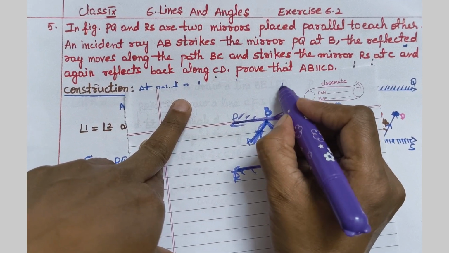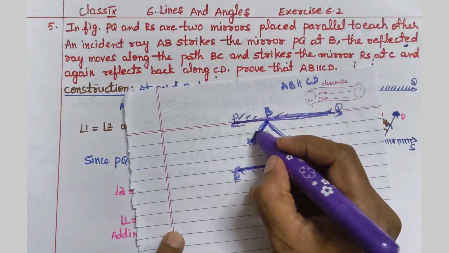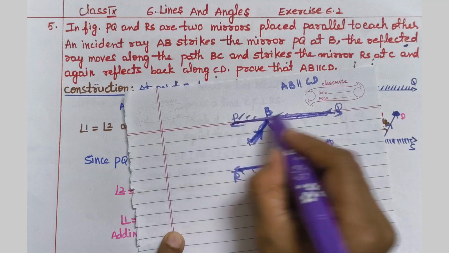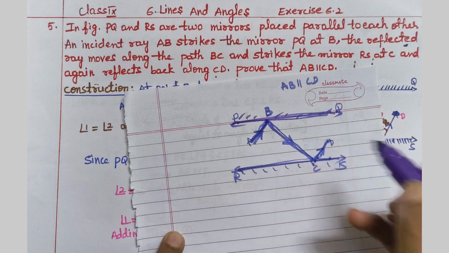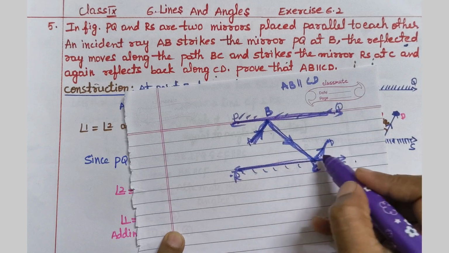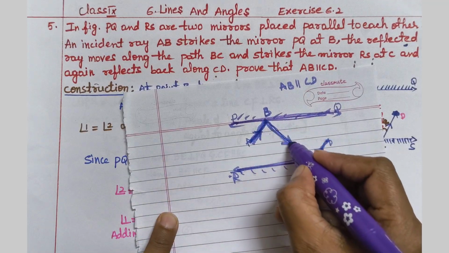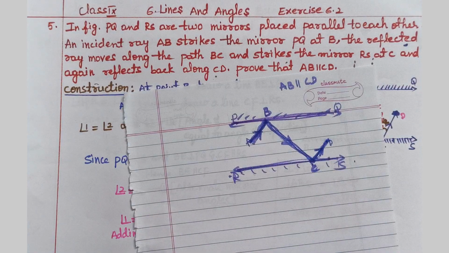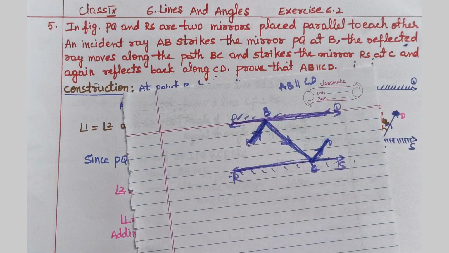We have to prove what? We have to prove AB parallel to CD. Here, this ray AB is moving to B on PQ. Next, it is moving like this along BC. It is striking RS at point C. Again, it is moving back along CD like this. This is the question. Now we have to prove this AB is parallel to CD.